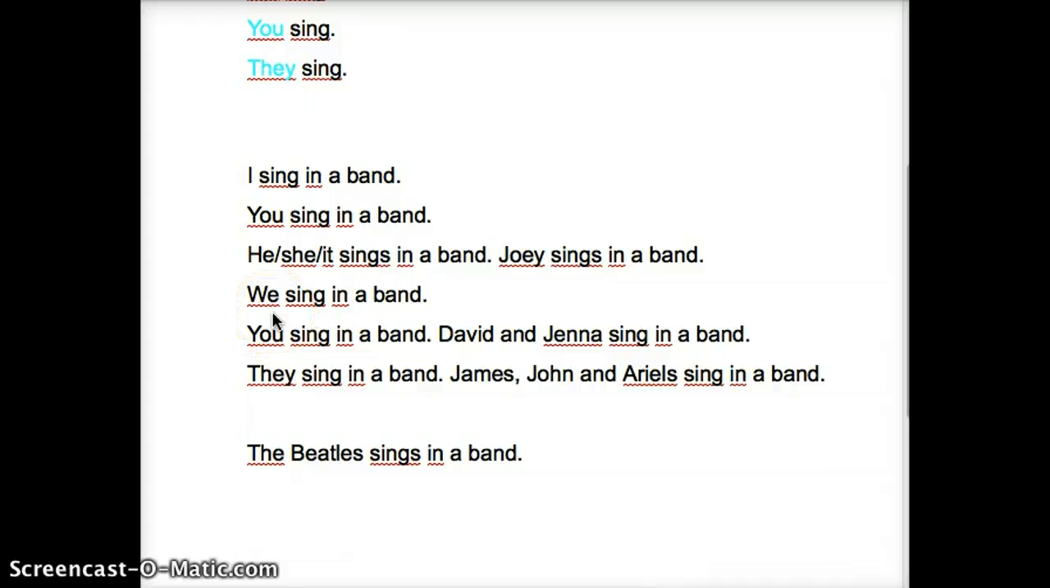When you talk about yourself, and then if you're directly with someone, you can say you sing in a band. For example, David and Jenna, and then you are with them. And if they are not so close, for example, if they are further apart, you can say they sing in a band, because you're not directly speaking with them. So it's not about counting, but how close you are with them physically in this context.